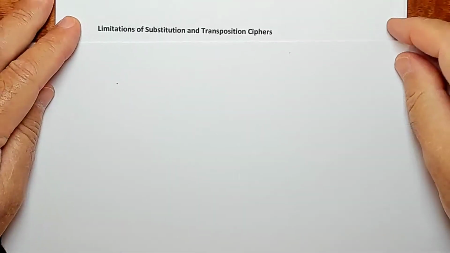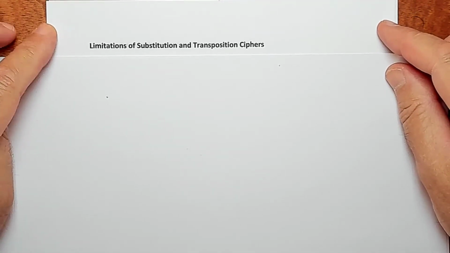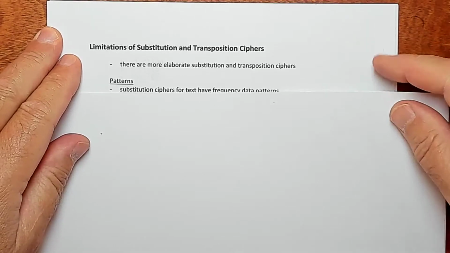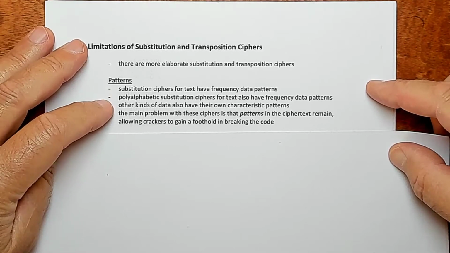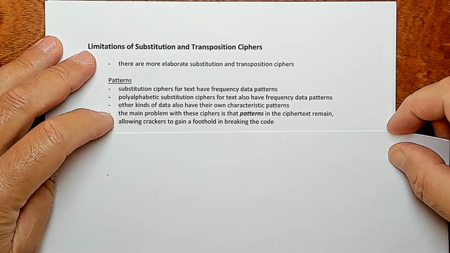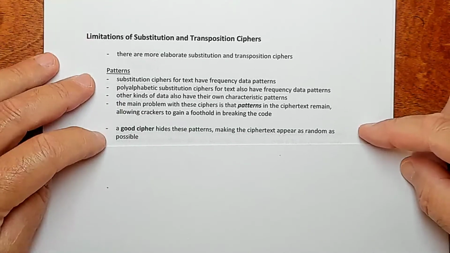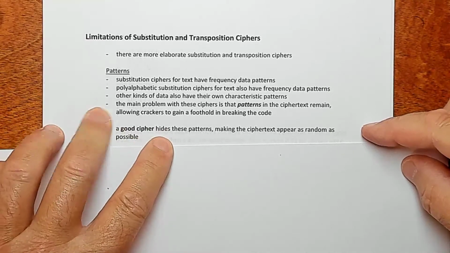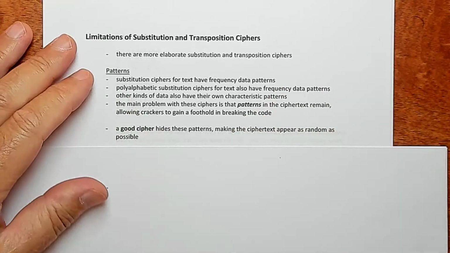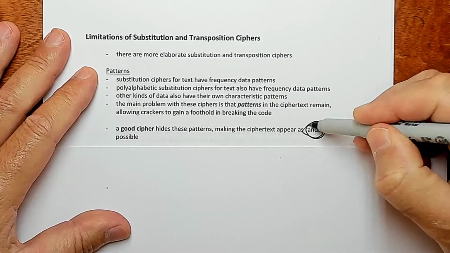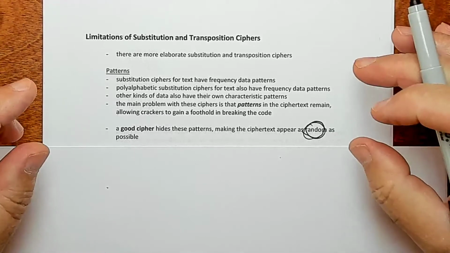Okay, so limitations of both of these things. Let's put on our bad guy hat now and be the bad guy for a little bit. How can we crack some of this stuff? Well, in the end, there's going to be patterns. Unless you really mix it up really good, there's going to be patterns. So a good cipher tries to hide these patterns. That is, it mixes up the data as much as possible to make the data appear as random as possible. That's a good cipher. And the other thing you want is a big key space.